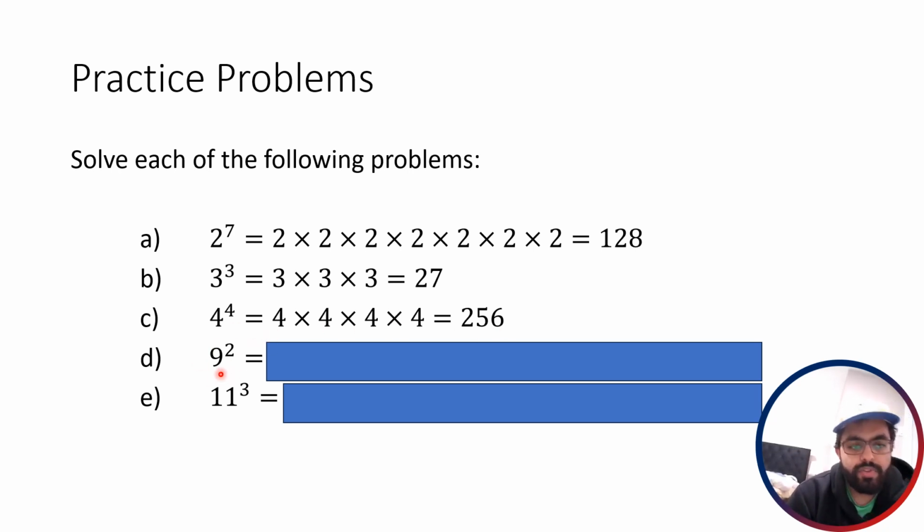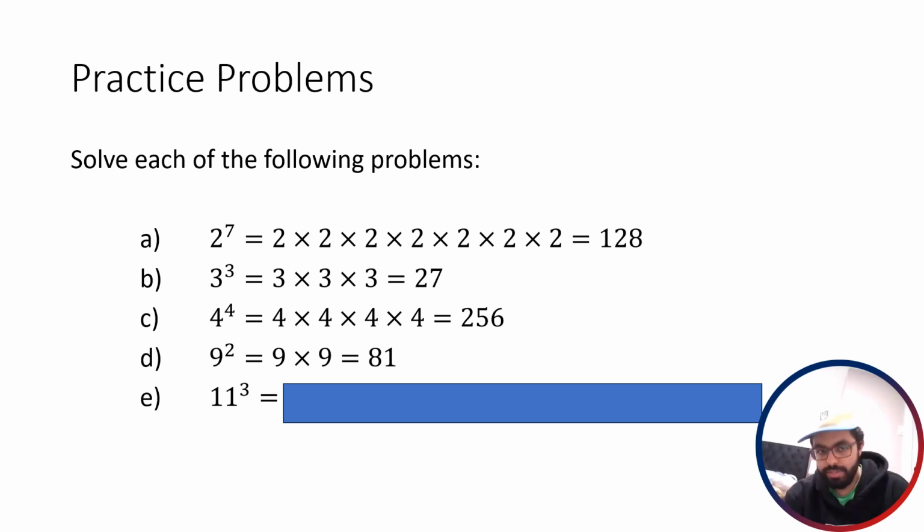So the next one, we've got 9 squared, or 9 to the power of 2, or 9 to the exponent 2. So that's 9s being multiplied together 2 times. So 2 9s being multiplied together. So we get 9 times 9, which is 81.